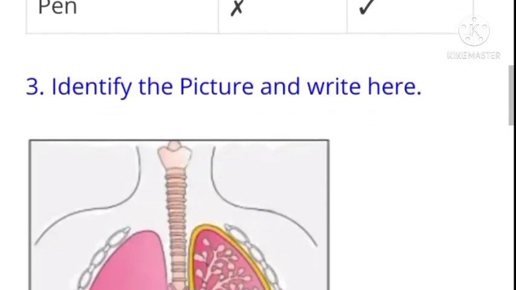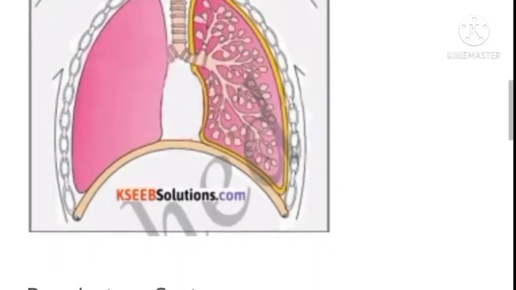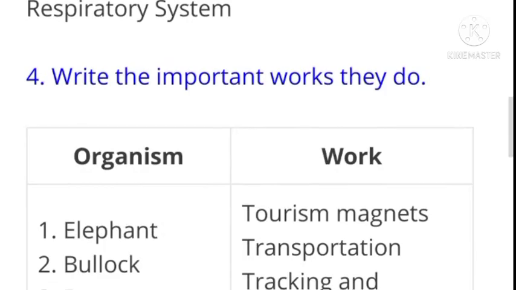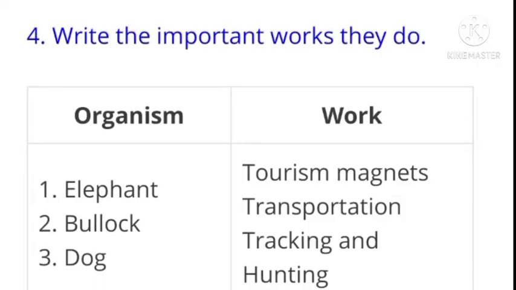Okay, identify the picture and write here. You can see the picture here, right? What is this? This is the respiratory system. Then write the important works they do. Organisms: elephant, bullock, dog. What work do they do? Elephant: tourism, transportation, tracking, and hunting.